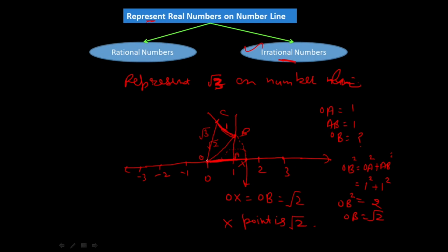Again use your compass. Put it on O. Open your compass till C and draw the arc. This arc is coming on a point, suppose here Y. This point Y is nothing but under root 3. I hope this is clear. This is a very important concept. We will be taking more examples in one of our videos. Let's move to another slide.